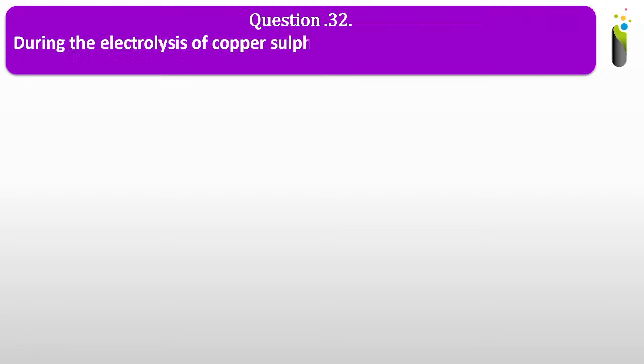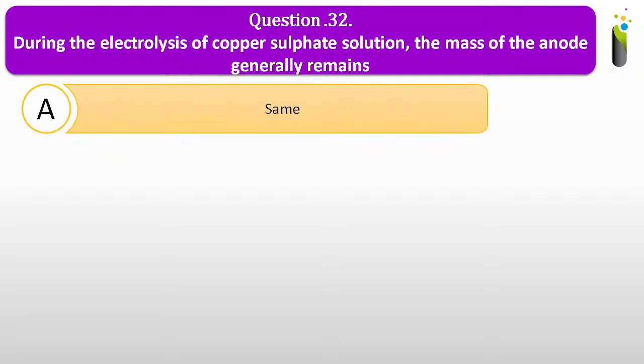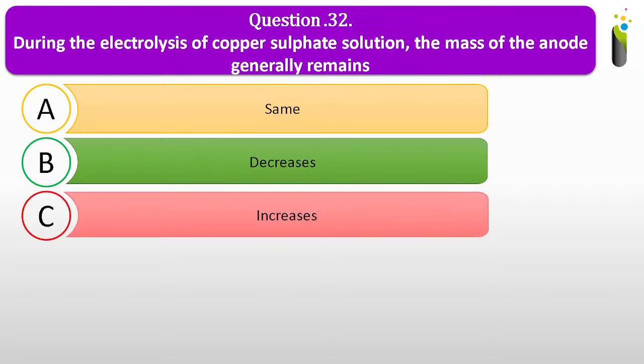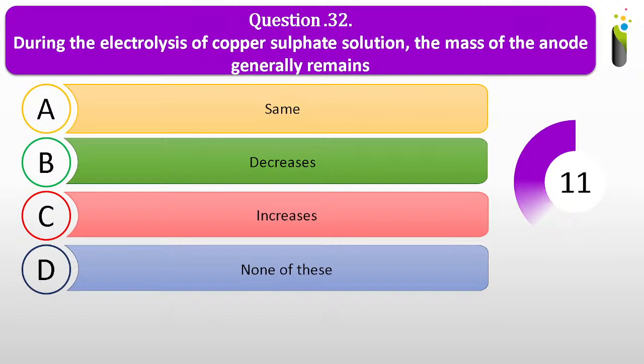During the electrolysis of copper sulfate solution, the mass of the anode generally remains dash. A, same. B, decreases. C, increases. D, none of these. So answer me for question number 32. During the electrolysis of copper sulfate solution, the mass of the anode generally remains dash.